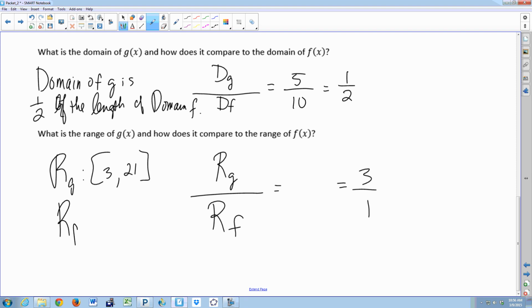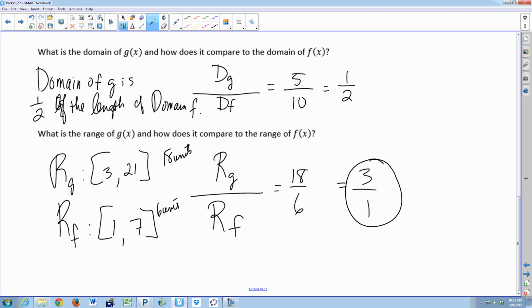The range of F goes from what to what? 1 to 7. So the height of this range is 18 units. That's the distance between 3 and 21. And the height of the range of F goes from 1 to 7, so that distance is 6 units. So 18 is to 6 as 3 is to 1. That's your coefficient. That's post-operation, outside of all of the f of x. Okay, so that's how you can check to make sure.